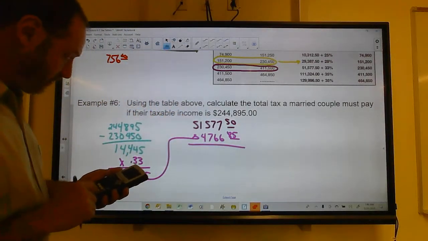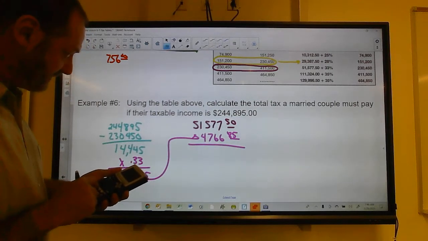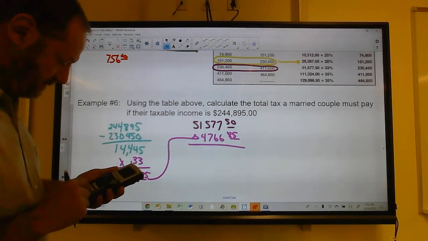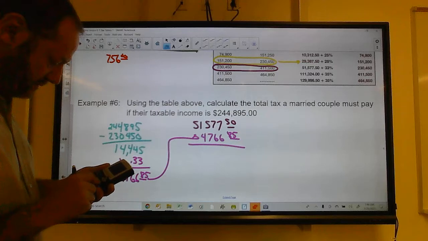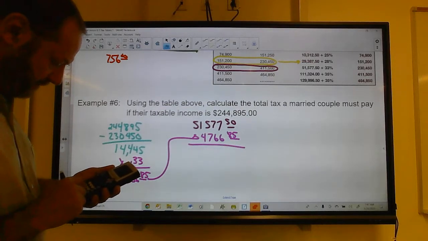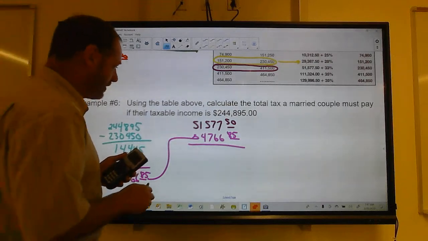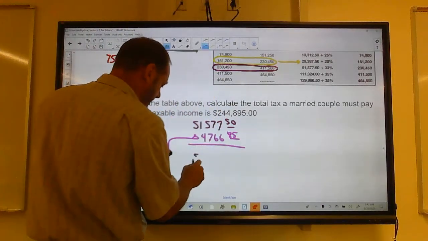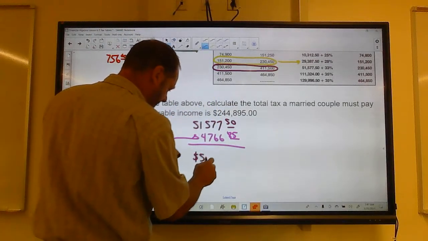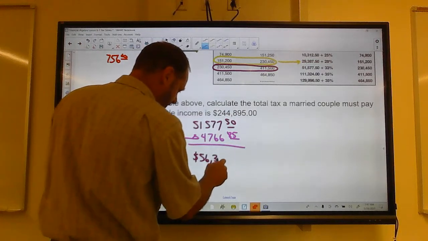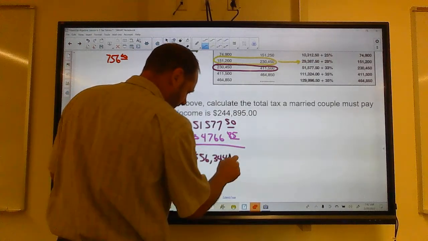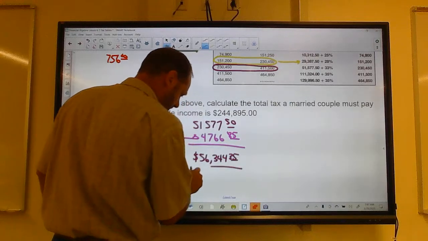Okay, so plus 51,577.5. Oops, got one too many sevens in there. So the total tax then is going to be $56,344.35.